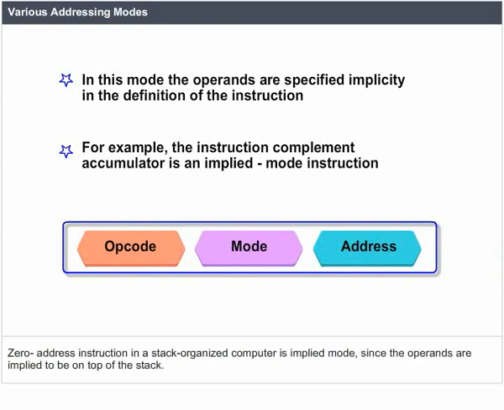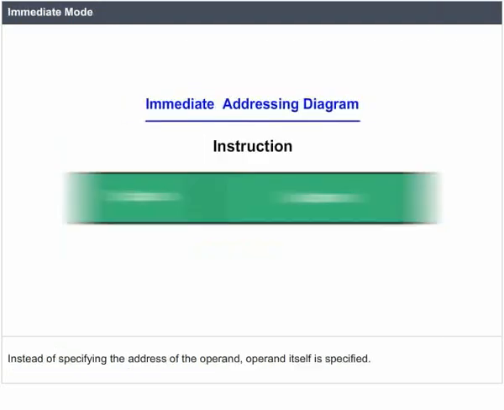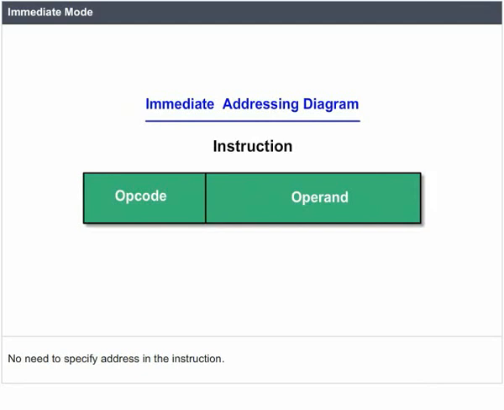Zero address instruction in a stack organized computer is implied mode, since the operands are implied to be on top of the stack. Immediate mode: instead of specifying the address of the operand, the operand itself is specified. No need to specify address in the instruction. It has an operand field rather than an address field. Sometimes requires more bits than the address. Fast to acquire an operand.